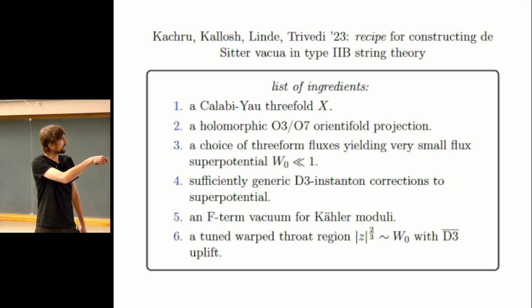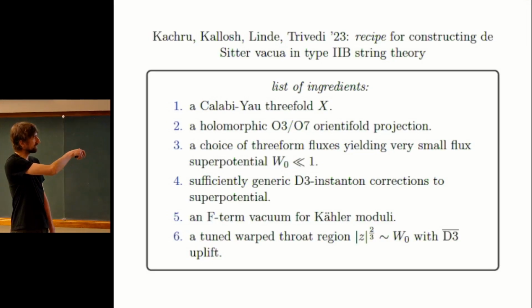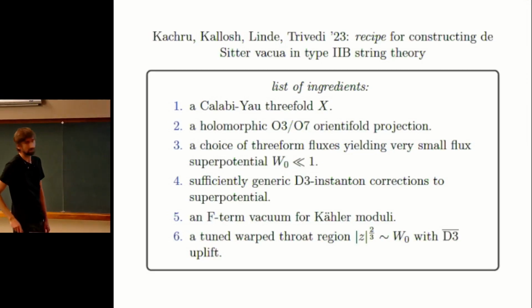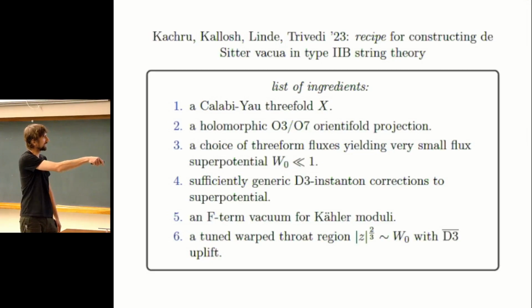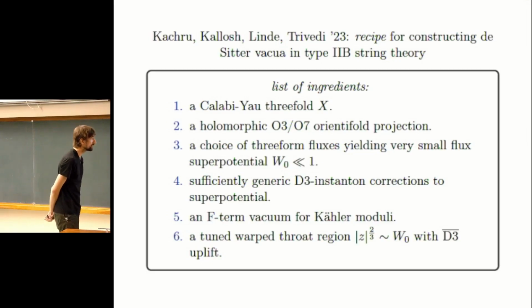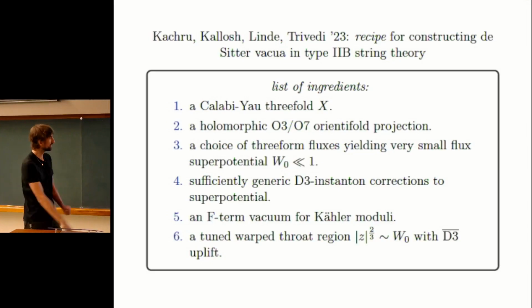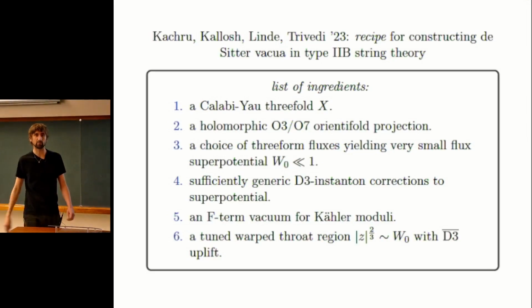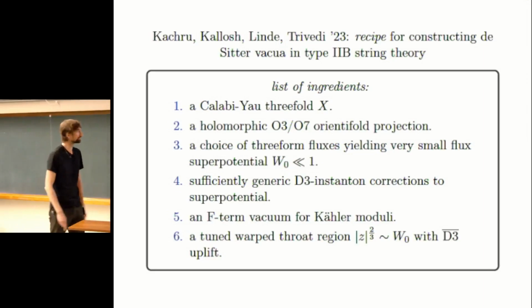One has to find somehow sufficiently generic D3 instanton corrections to the superpotential. One has to find an F-term vacuum for the Kähler moduli, which on general grounds one expects to exist if this point is satisfied, but one still has to actually go down and do it. Then in the final step, one has to find or construct a tuned warped throat region in the Calabi-Yau that can host a metastable anti-D3 brane uplift, and the hierarchy of scales of the throat has to be tuned to align with the size of the F-term potential.